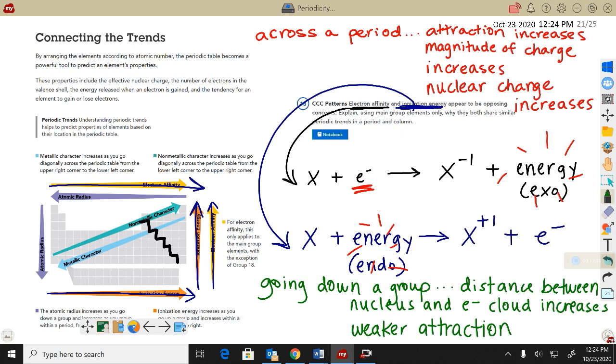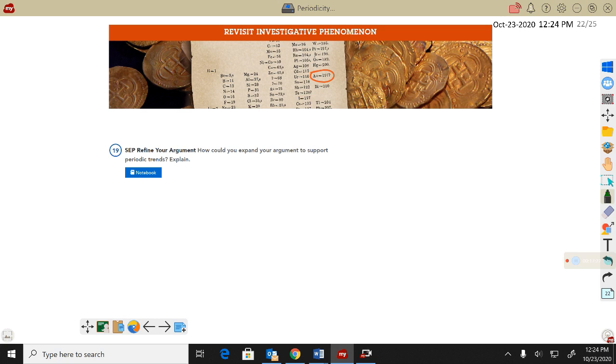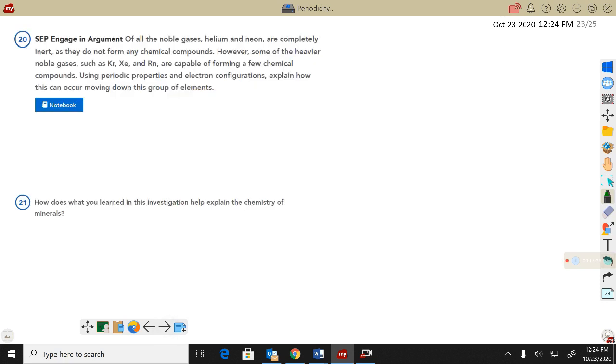And so with that, I do not need you to do number 19. Cross that one off. And really then at the end, between 20 and 21, the only one that I want to focus on a little bit is 20. I mean, 21, we're not studying minerals. We can skip that one. But 20, I think, is kind of interesting.